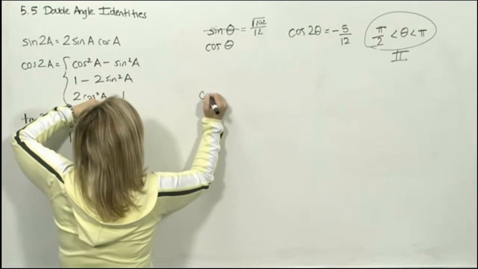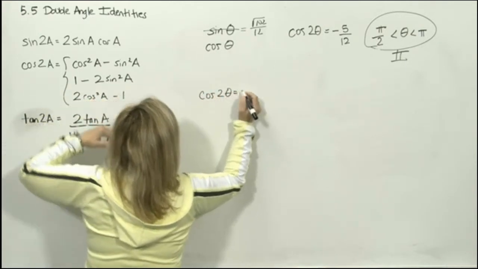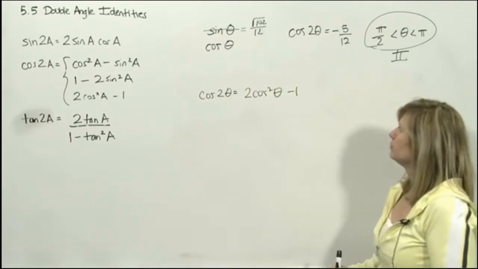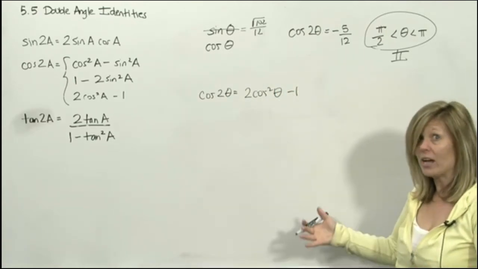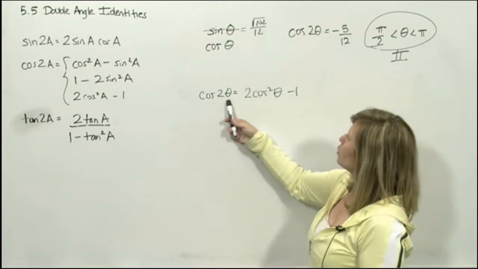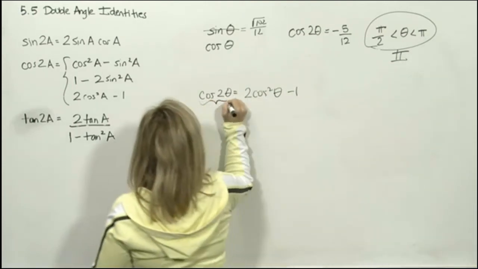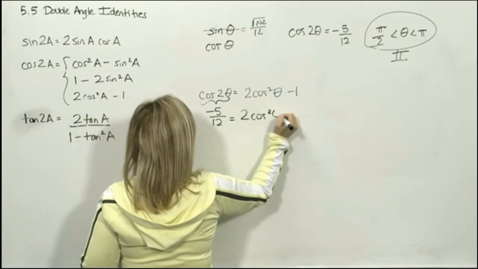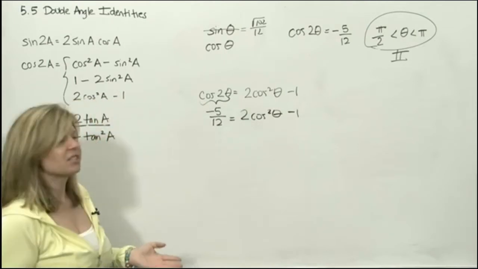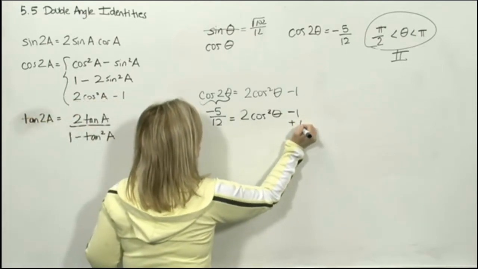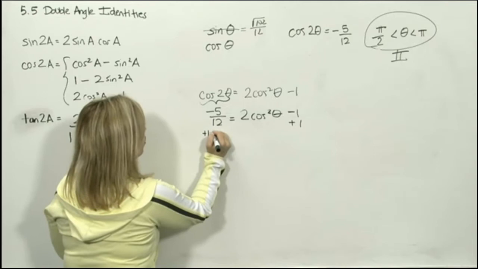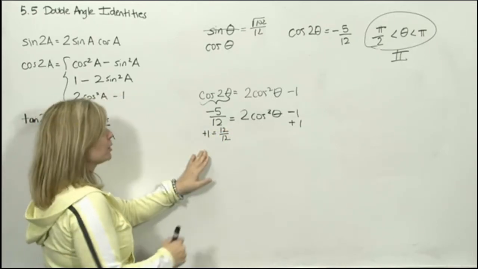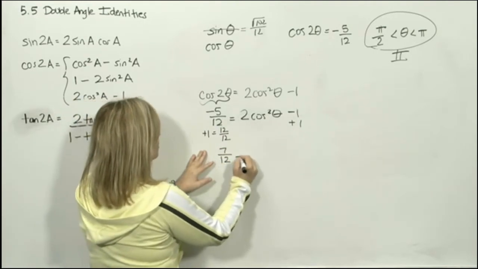I would say, okay, cosine 2 theta is 2 cosine squared theta minus 1. It's an equation. An identity is an equation. I know what cosine 2 theta is because they gave that to me. I know this value is negative 5/12. All we have to do is solve this. So this time, we're going to move the 1 by adding 1, which is adding 12 twelfths. Negative 5 twelfths plus 12 twelfths is 7 twelfths.